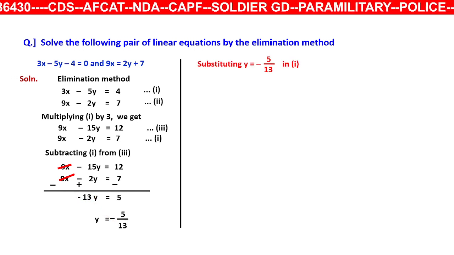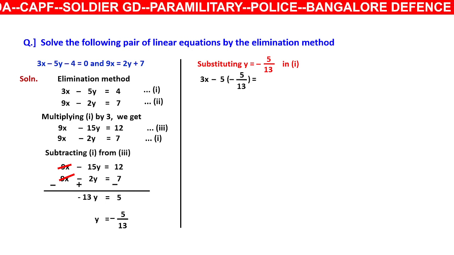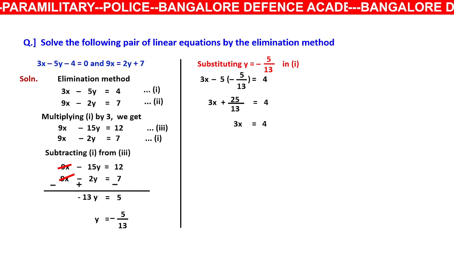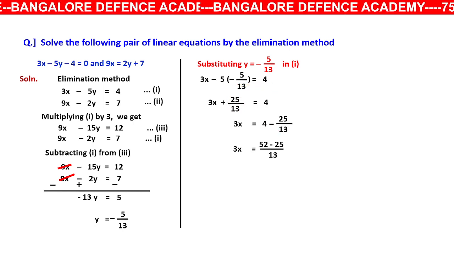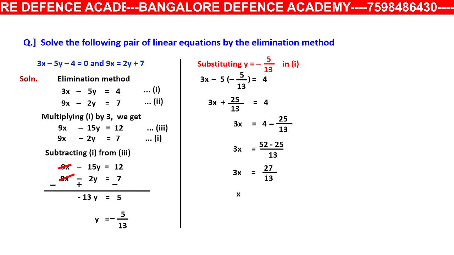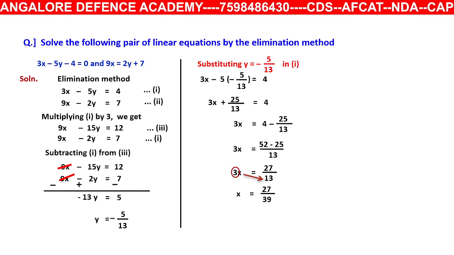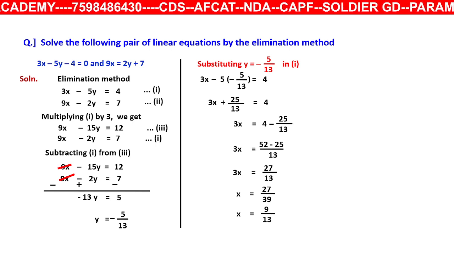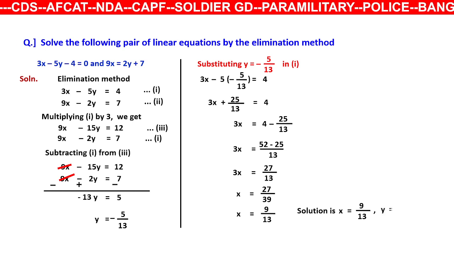So once you get the value of y, substitute in any of the equations to get the value of x. Here I substitute in the first equation. When I substitute the value of y, I get 3x is equal to 4 minus 25 by 13. That is nothing but 52 minus 25 by 13, and 3x is equal to 27 by 13. So now the answer is 27 by 39. You can further reduce it, 9 by 13. So the value of x is 9 by 13 and the value of y is minus 5 by 13. So this is the answer by the elimination method.